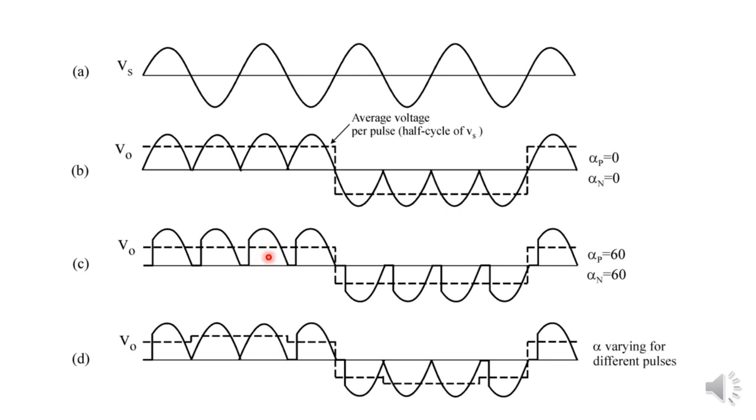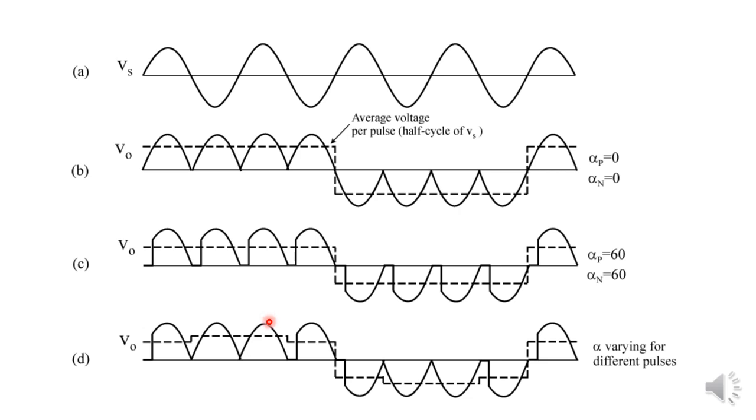In figure C, the firing angle of the positive converter and negative converter, that is alpha P and alpha N, both are equal to 60 degree. So when the firing angle is increased, that means the output voltage waveform will have a reduced magnitude. So the dotted line shows the average output voltage. So the average value of output voltage is somewhat lesser than the previous case, that means less than figure B.